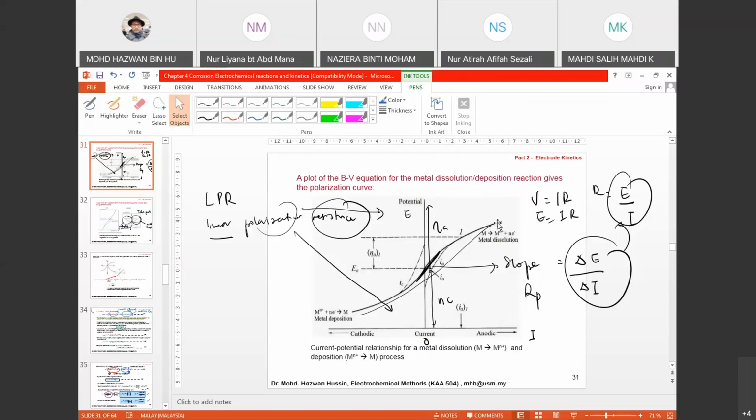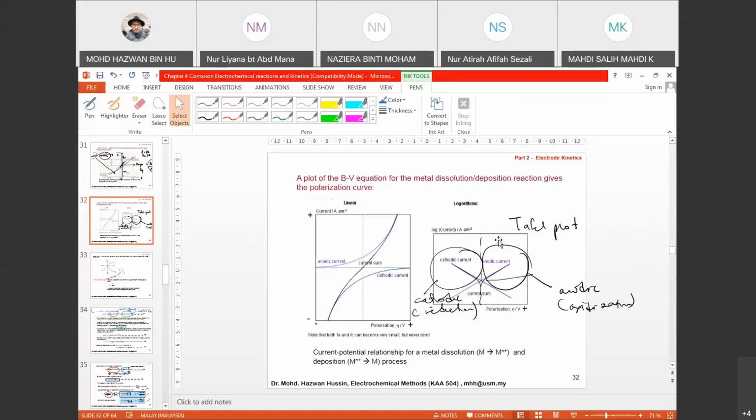You get an exponential increase of anodic and an exponential decrease of cathodic. If you combine the two together, this region will become linear. No. Thank you. Any other question? Anything? Mariam, can you understand? Still digesting, Doctor. Need to digest first.